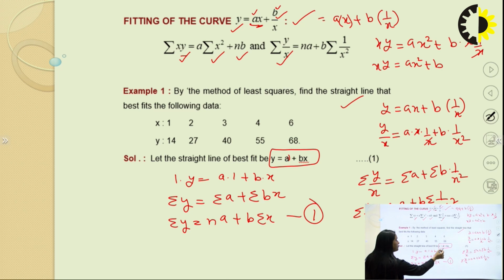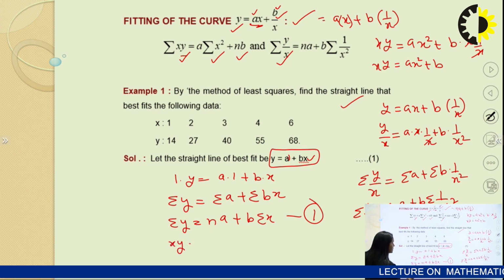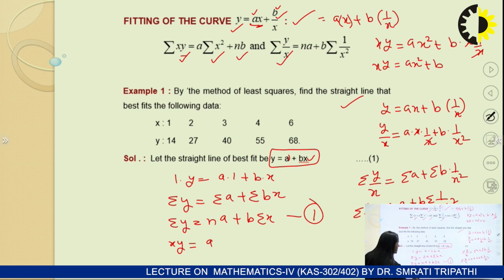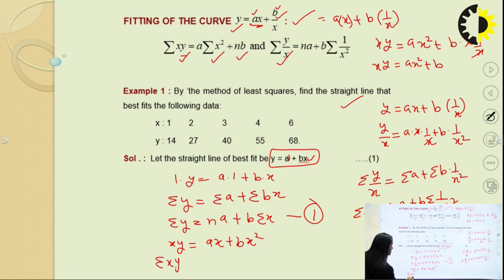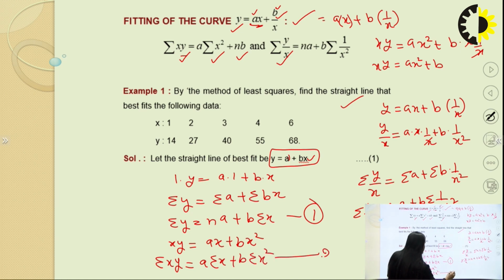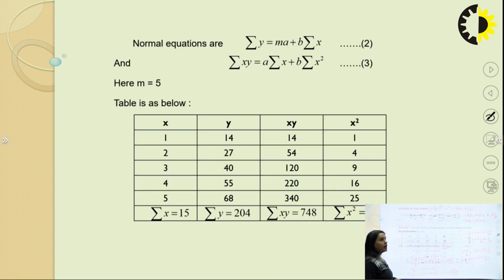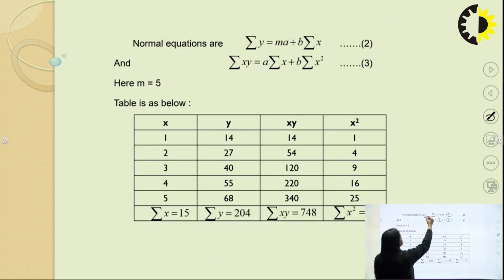Now please find the coefficient of b here, which is x. So what will we do? We will multiply equation number 1 by x. We will get xy is equal to ax plus bx square, and now on applying summation we will get summation xy is equal to a summation x plus b summation x square. So we get this as equation number 2, and this way we get these two normal equations.